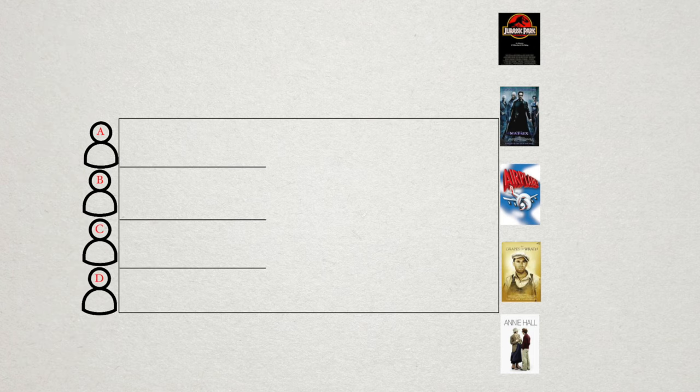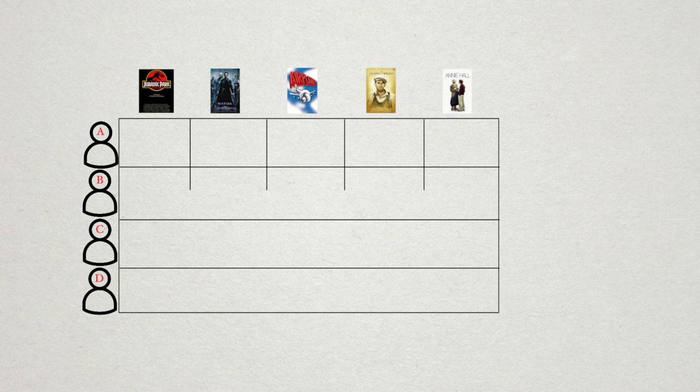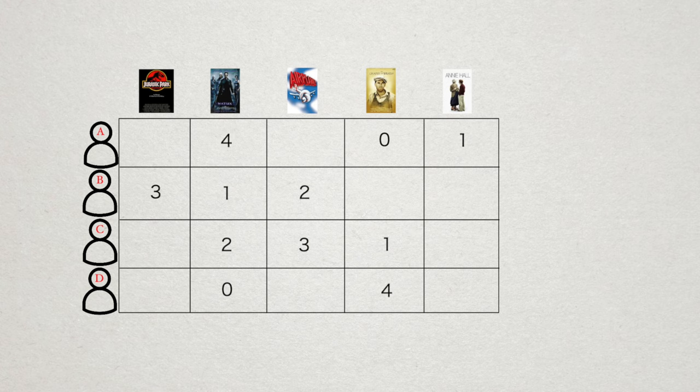We use a matrix, which is a collection of numbers organized into rows and columns, where the rows are users and the columns are items, in this case, movies. And each cell in this matrix contains a number that describes how much each individual likes each movie. For example, we could use a scale from 0 to 4, where 0 would represent I hate it, 2 is neutral, and 4 is I love it.